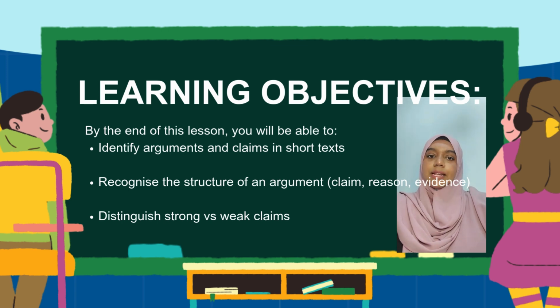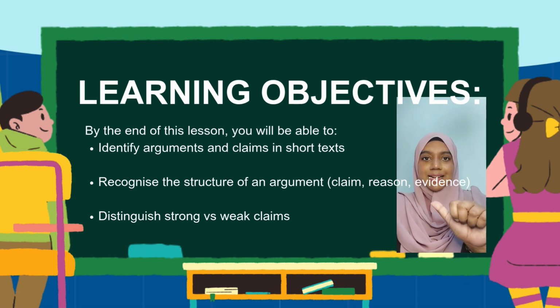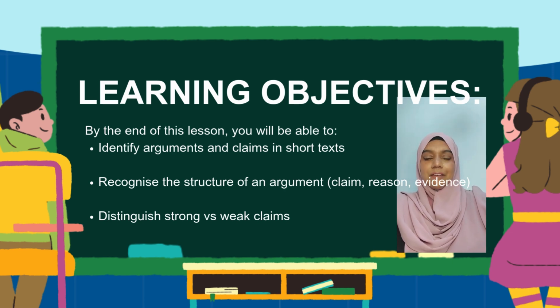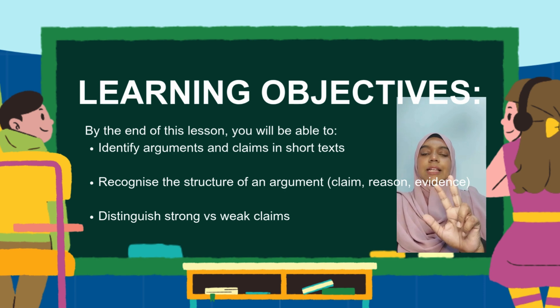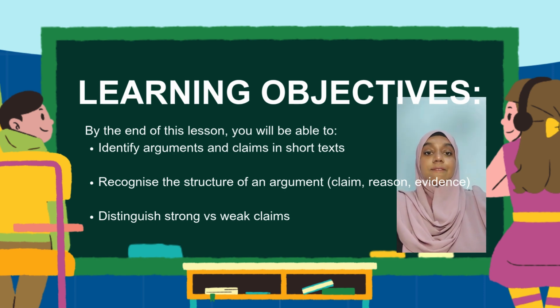There are 3 learning objectives of this lesson. This lesson aims that by the end of the lesson, students will be able to identify arguments and claim in short text, recognize the structure of an argument, claim, reason, evidence, and finally, distinguish strong versus weak claims. Let's get started.